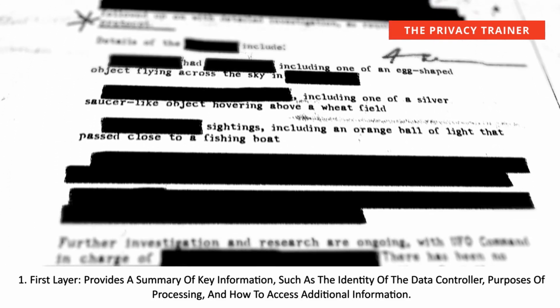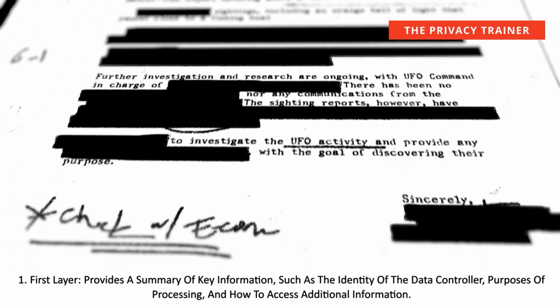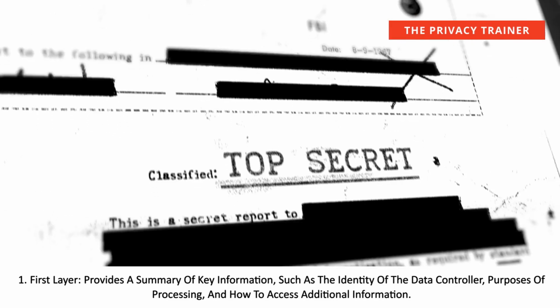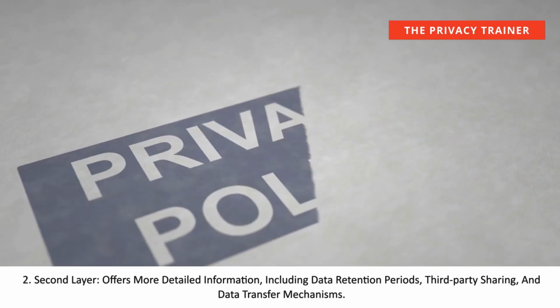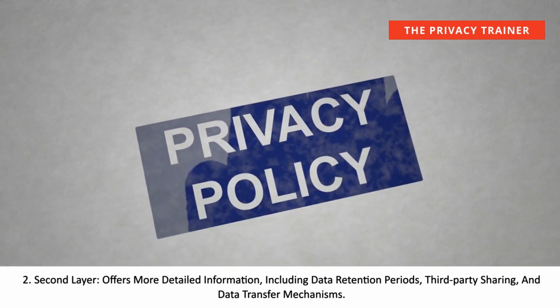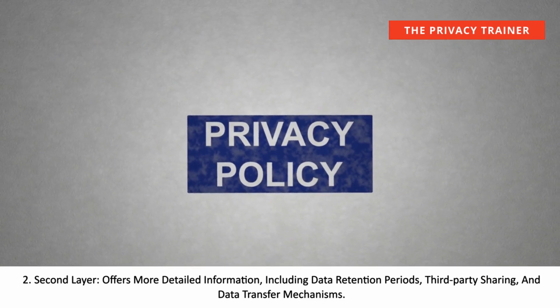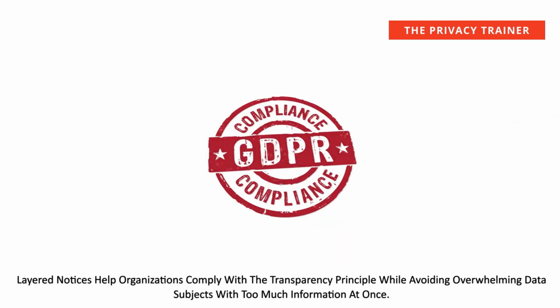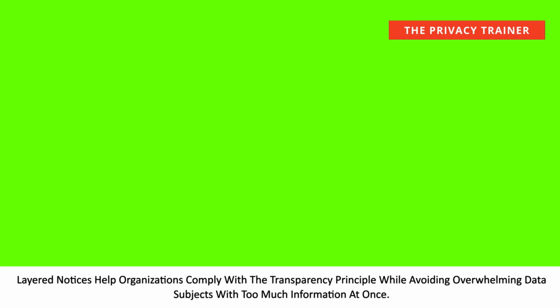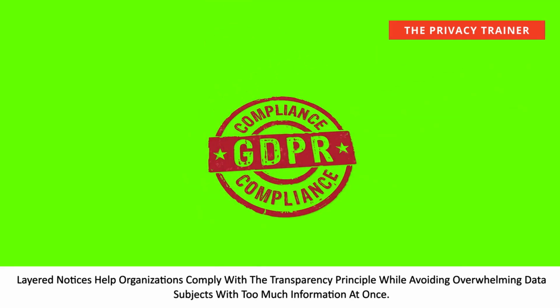Provides a summary of key information, such as the identity of the data controller, purposes of processing, and how to access additional information. 2. Second layer. Offers more detailed information, including data retention periods, third-party sharing, and data transfer mechanisms. Layered notices help organizations comply with the transparency principle while avoiding overwhelming data subjects with too much information at once.